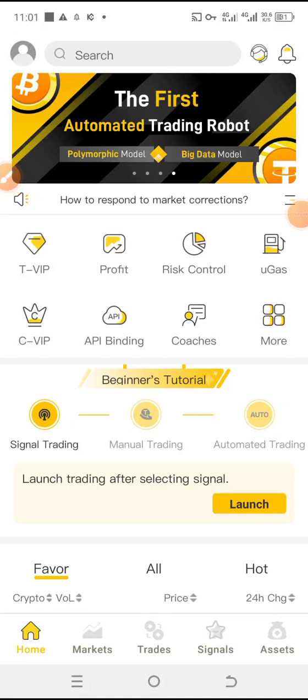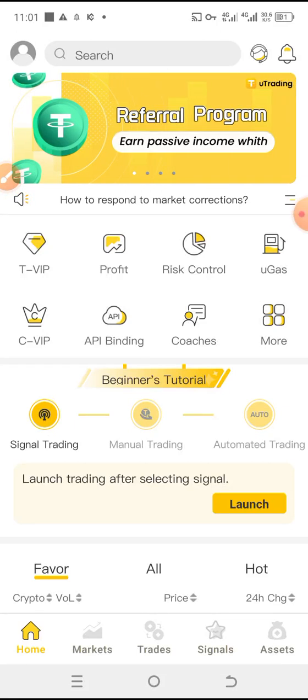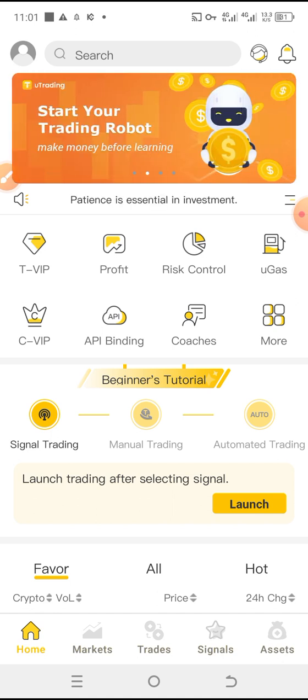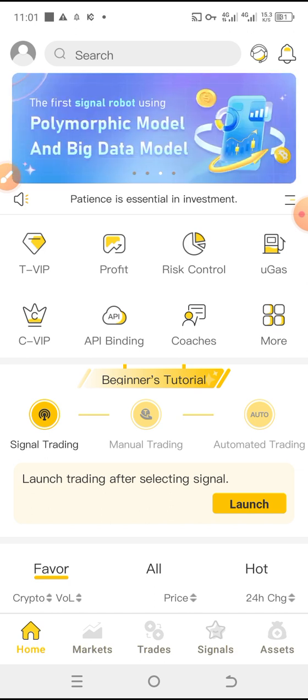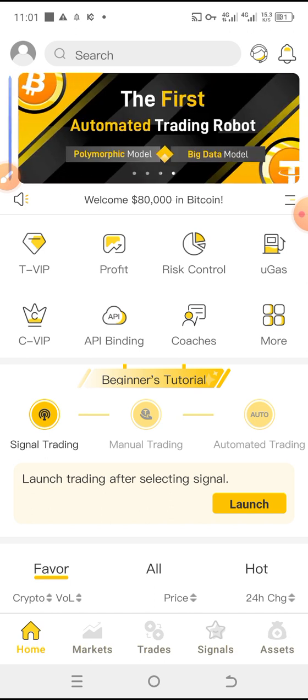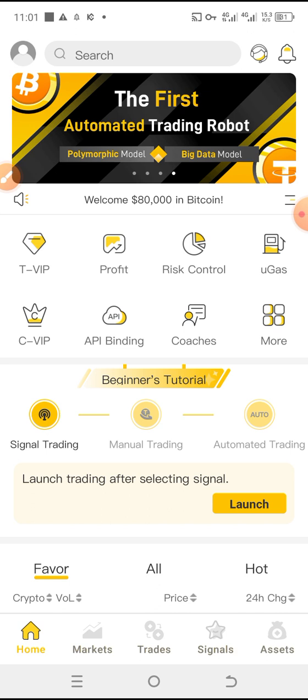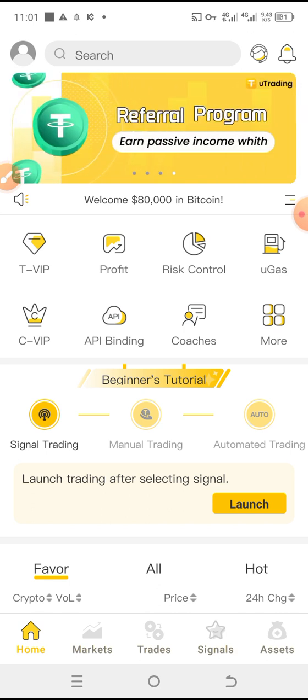In this training, we'll be talking about uTrading and one of the three manual tradings in uTrading when trading sports. We have about six manual robots right now, of which three are trading sports, while three are trading futures.